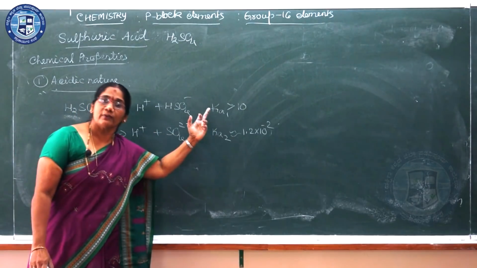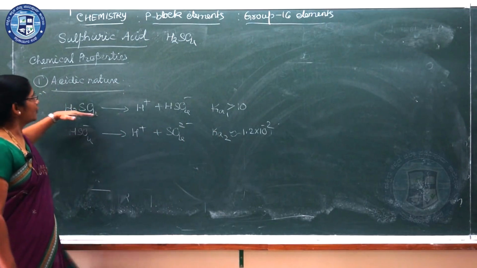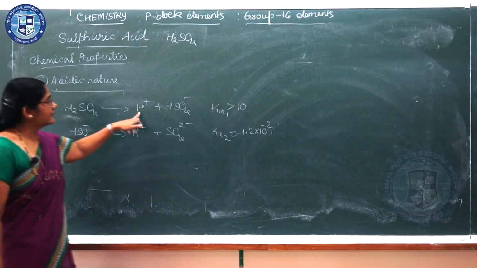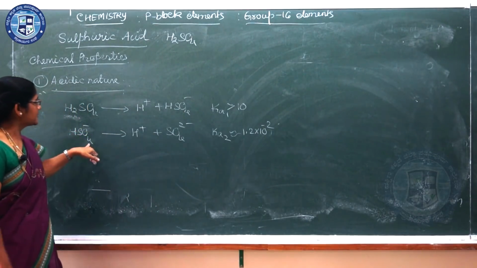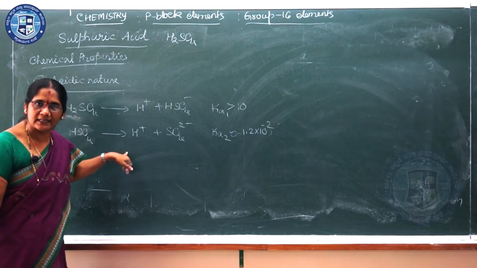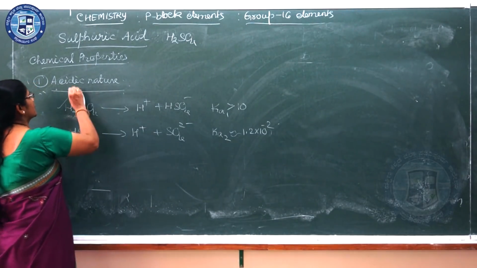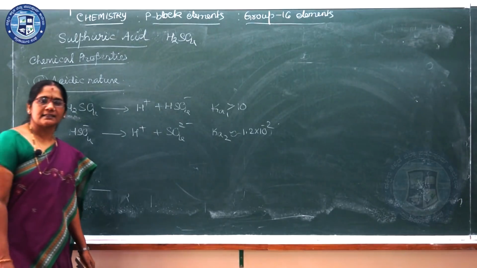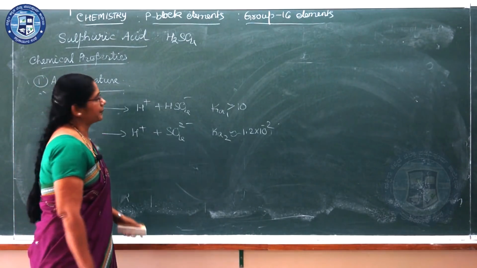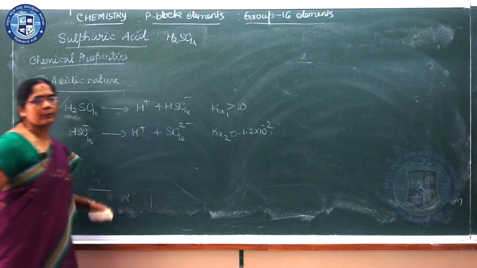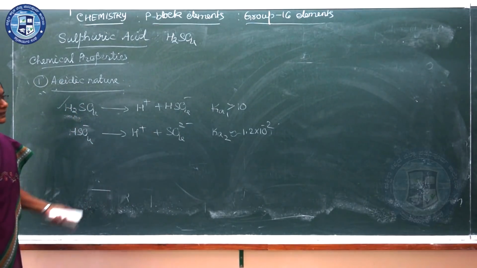So Ka1 is very high, which means sulfuric acid is mostly in the dissociated form, and the extent of the second dissociation is very, very less. Therefore, sulfuric acid in solution is mostly present in the hydrogen sulfate form, or to a greater extent it is formed.